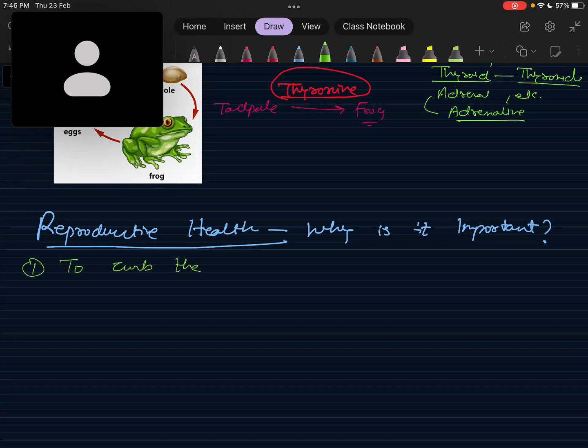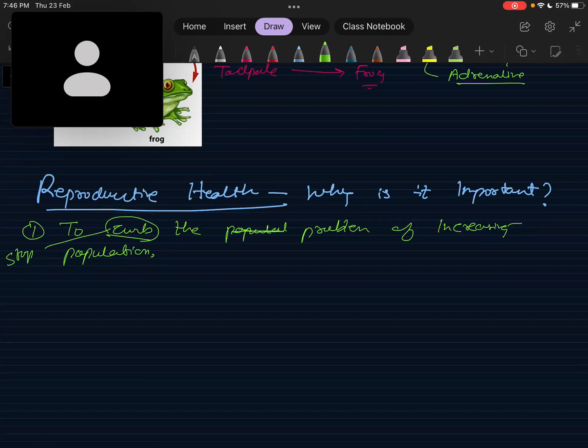Curb the problem. Sir, what does curb mean? It means to stop. So one thing is that it is required to check the population growth, to keep the population growth in control. That is why reproductive health is necessary.